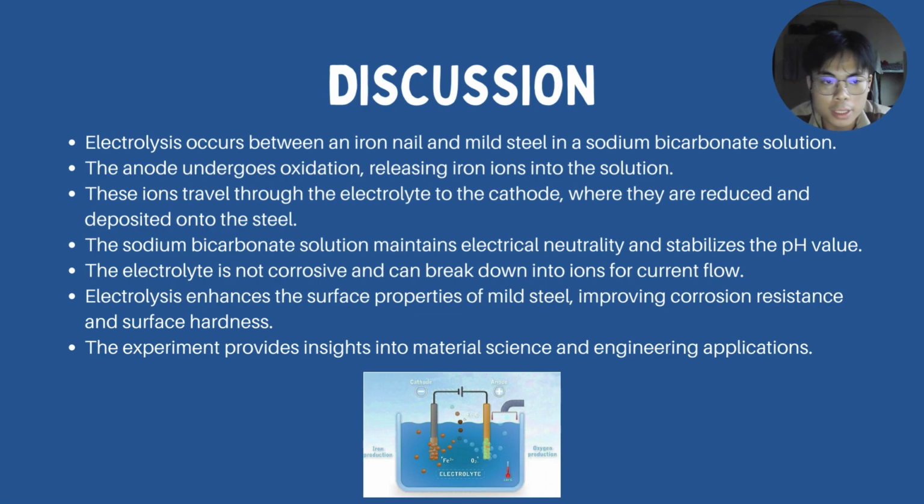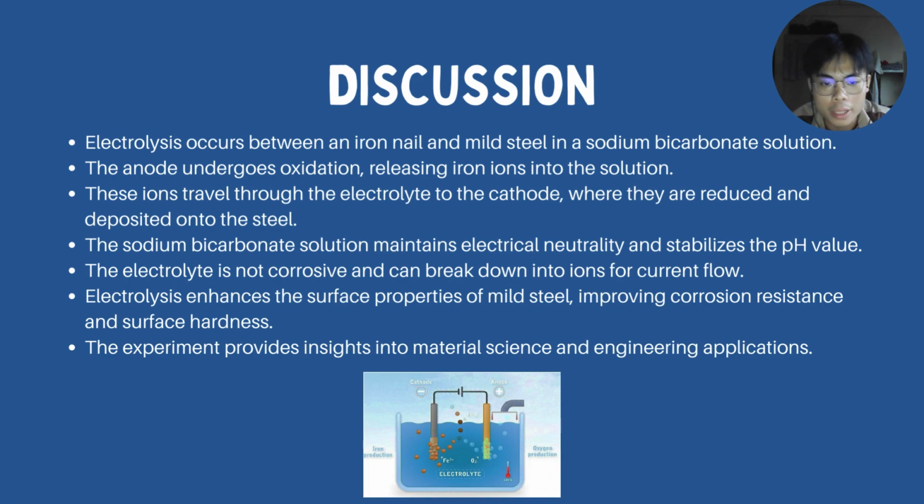Okay, so I'll present about the discussion. According to the experiment, electrolysis takes place between an iron nail and a mild steel in a solution of sodium bicarbonate, with the iron nail serving as the anode and the mild steel as the cathode. Where electricity flows through, the anode undergoes oxidation, causing ions to be discharged into the solution. These ions travel through the electrolyte to the cathode, where these ions are reduced and deposited onto the mild steel. The sodium bicarbonate solution acts as a medium for ion transfer and helps in maintaining electrical neutrality in the system.